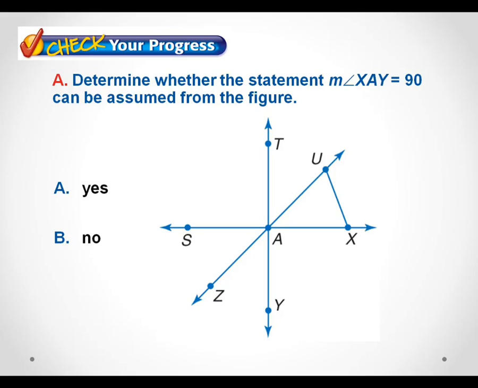The last thing, determine whether these statements are true. Can you say just by looking at this figure that XAY is 90 degrees? No. Why? It doesn't have a little square. This could be like 89.999 degrees. I don't know it's 90 in a figure unless this is there. If that symbol is not there, you can't assume it's 90 degrees. It could be, but you can't for sure say that it is 90.